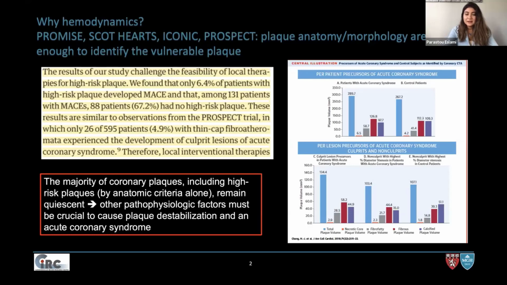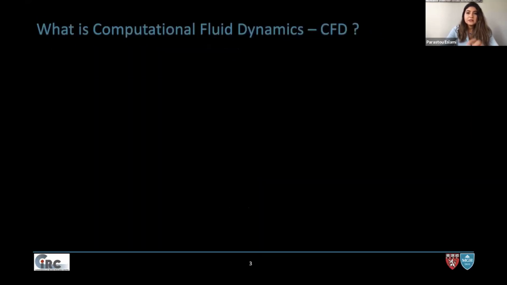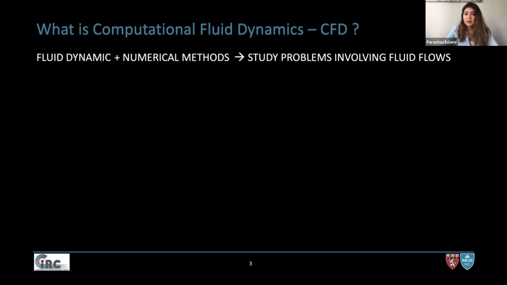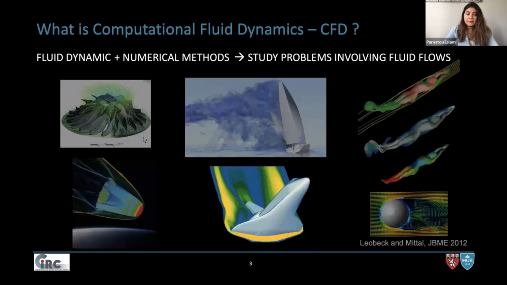How do we do this in detail? Computational fluid dynamics comes into play, and we would use CFD to do a detailed analysis of hemodynamics. So what is hemodynamics or computational fluid dynamics? It's basically a combination of fluid dynamics and numerical methods that allow us to study problems involving fluid dynamics.